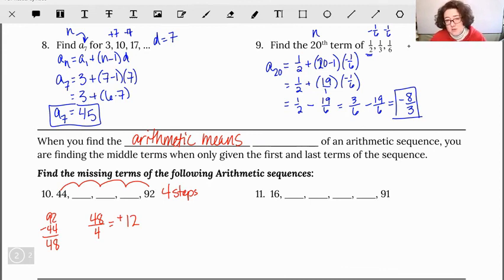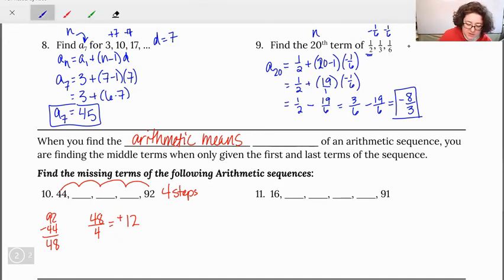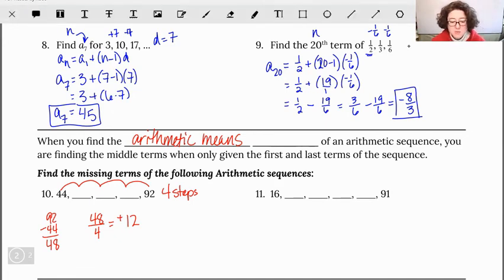Although I can tell just from looking at the sequence, going from 44 up to 92, I'm going to have to add values at each step. So we're just going to add 12 to each term to get to the next one. 44 plus 12 gives us 56. 56 plus 12 gives us 68. 68 plus 12 gives us 80. And just to double check, 80 plus 12 gets us to 92. We perfectly divided up that sequence.